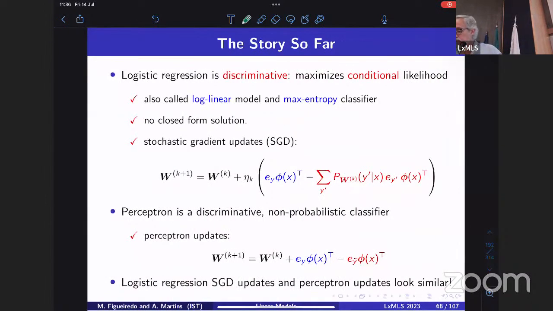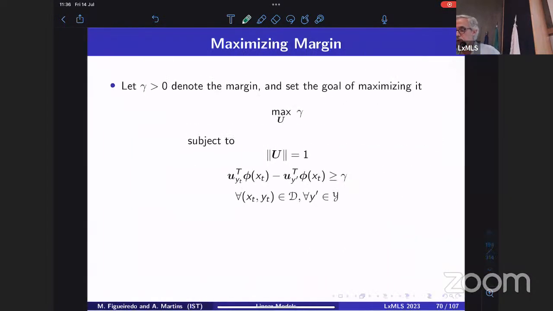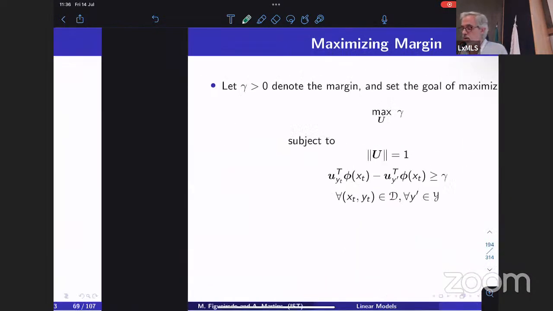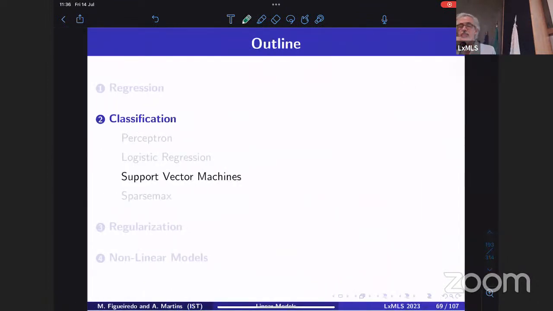Okay, so they look similar in this sense. In spirit, they are the same. They're not exactly the same. Okay, let's look at another way of learning.